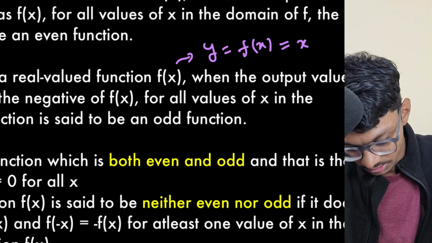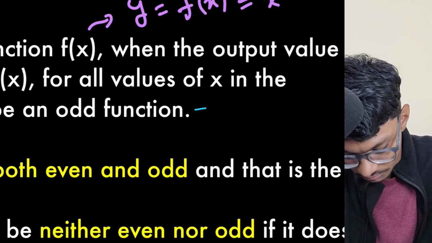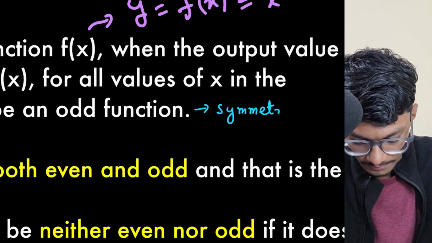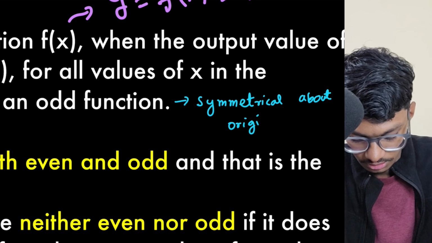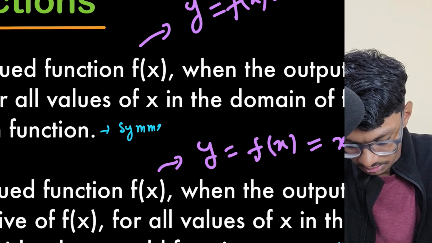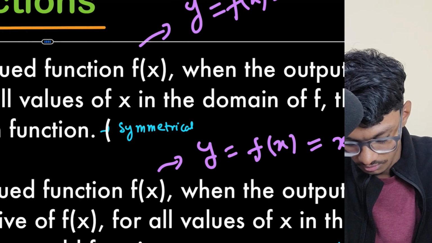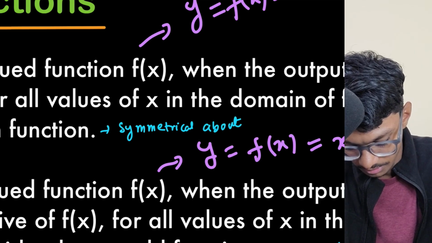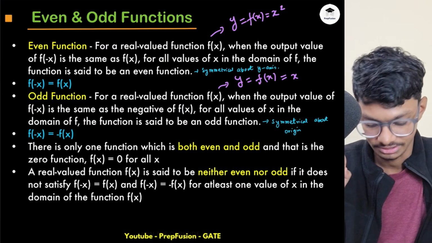So how can I write this? I can write this here in a very short manner. About origin. Okay, and my even function is symmetrical about y-axis, right? About y-axis. Okay, this space is a bit cramped, but I hope you'll be able to understand this point.